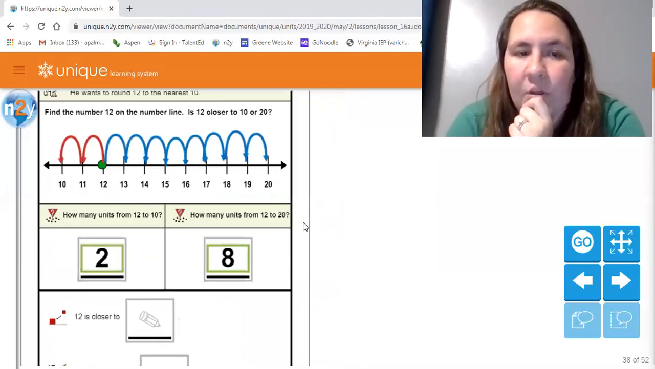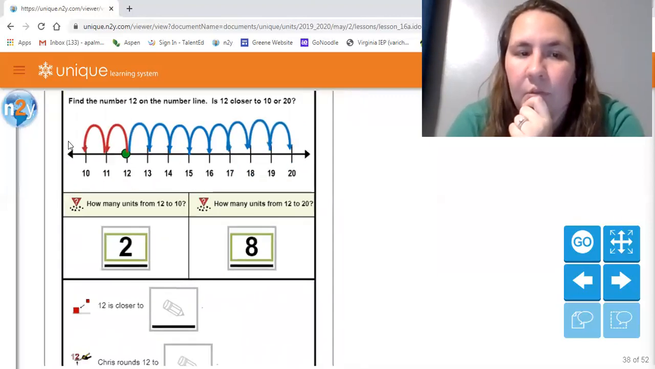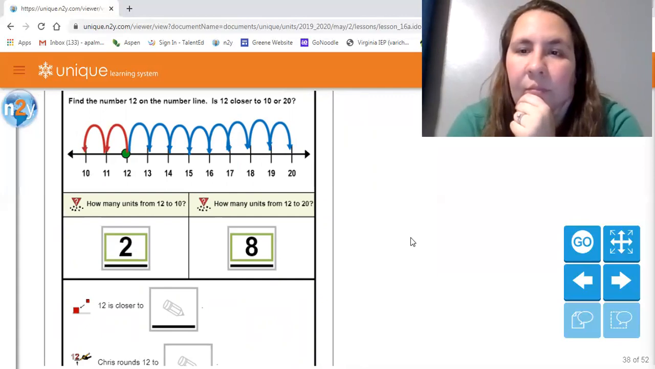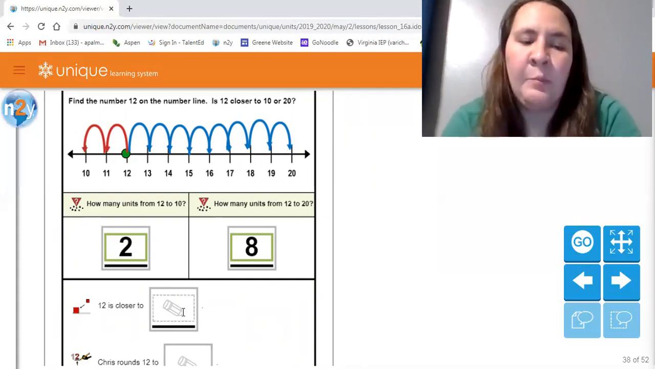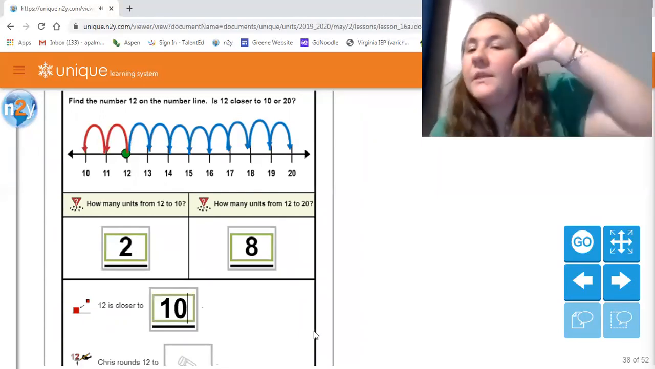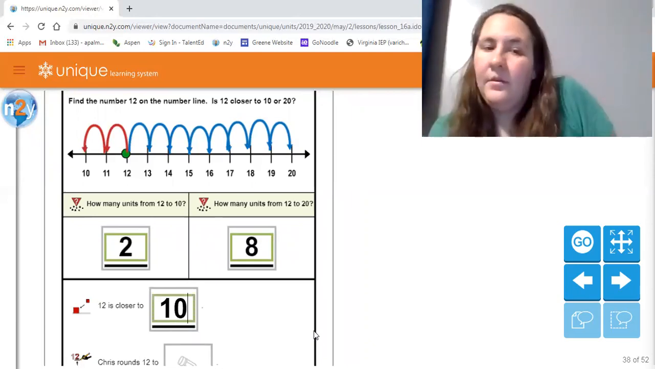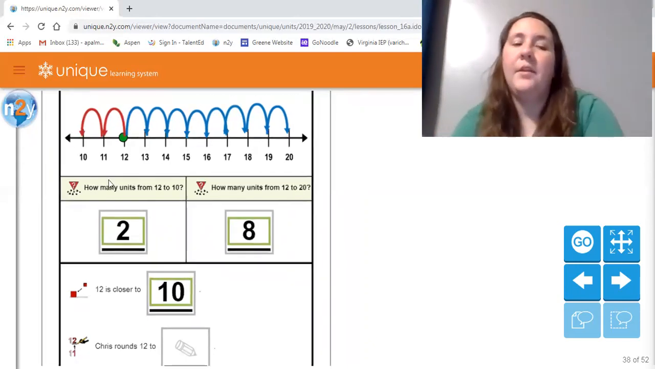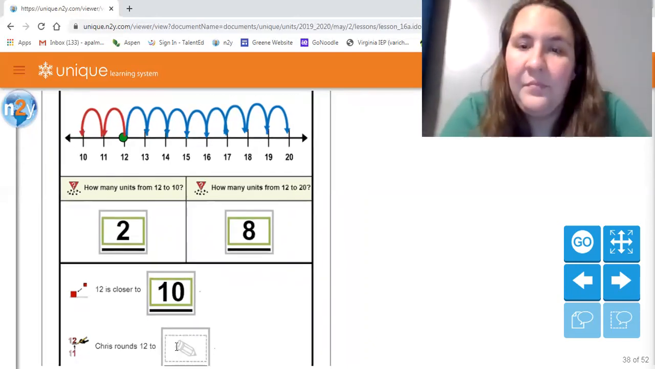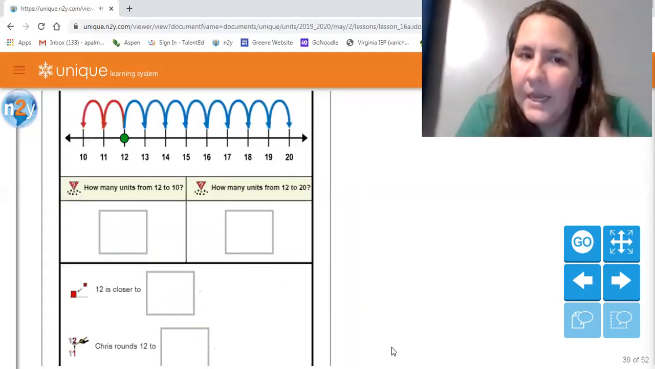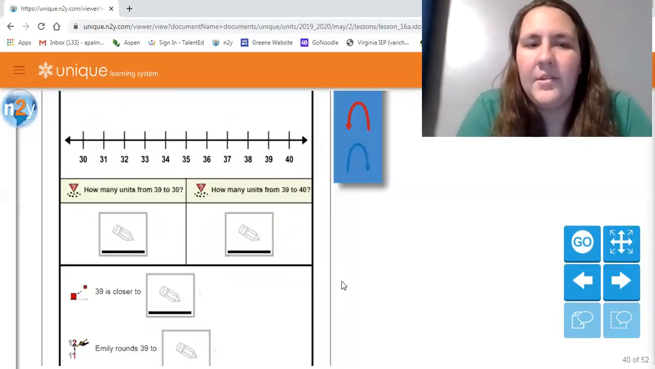So now our question is, 12 is closer to which number? Is it closer to this side where the 10 is, or closer to this side where the 20 is? Beautiful job. Yeah, it's closer to the 10. So are we rounding up, thumbs up for up, or are we rounding down, thumbs down for down? Beautiful. Yeah, we're rounding down because we're closer to the 10. So our answer is 10 again. Beautiful job. I feel like you guys are starting to get a little faster at this because we've been practicing.